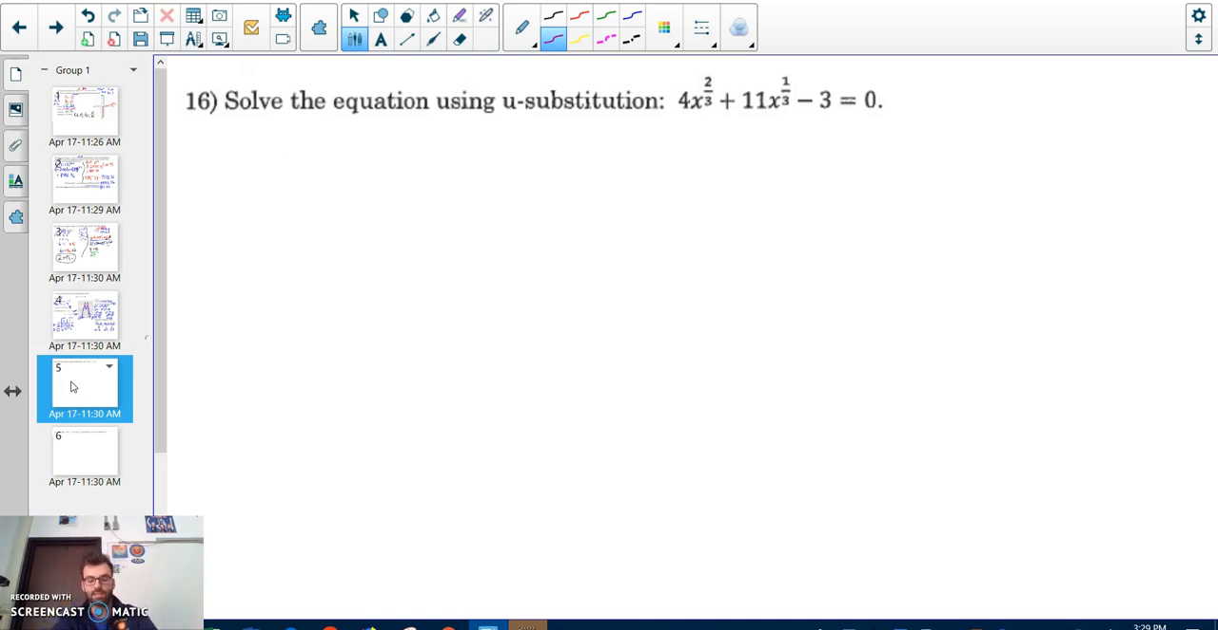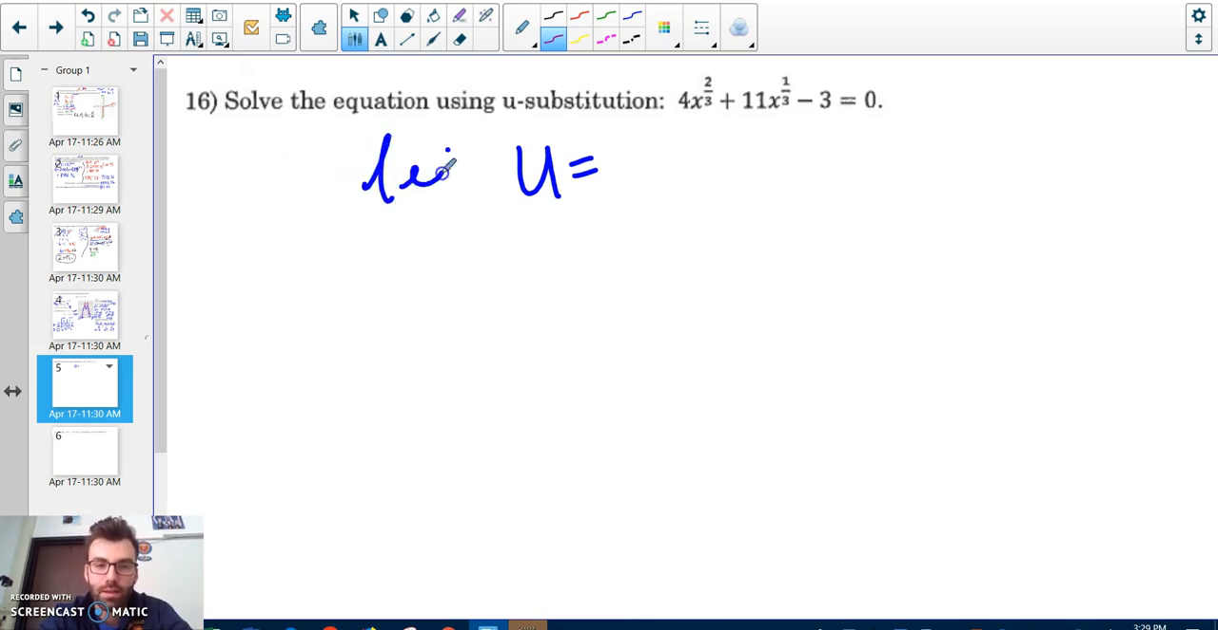Number 16. Okay, solve the equation using U substitution. So I want to figure out what is causing the problem here. The problem is these fractional exponents. So I want to think about what I could let U equal.